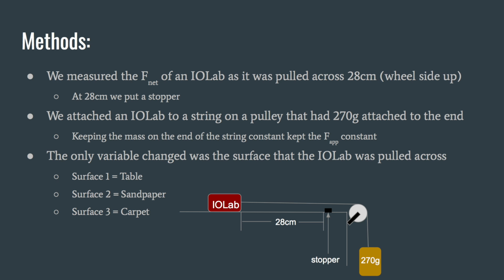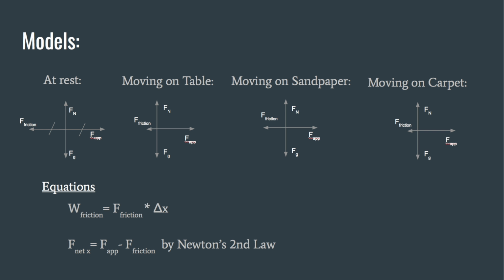We first pulled it across the table in the physics room, then across some sandpaper and across a square carpet we put on the table. Here we show 4 free body diagrams. The first one is when the IOLab is being pulled, but there is not enough applied force to overcome the friction force, which is why it shows that the forces are equal and opposite.